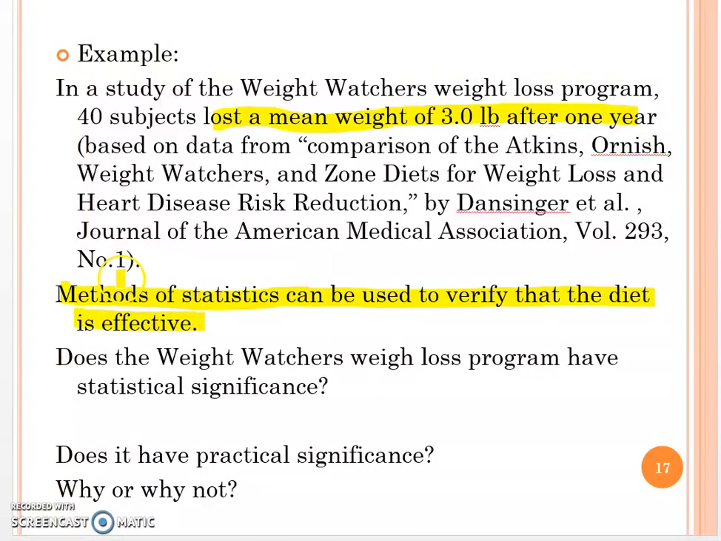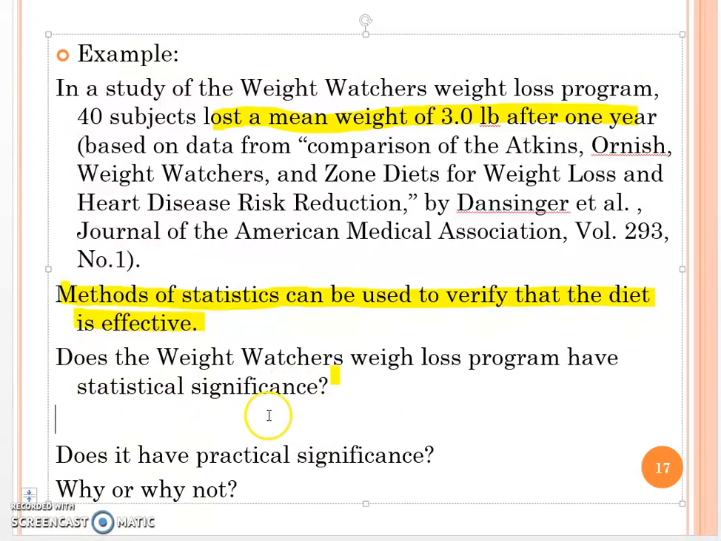So question 1, does the Weight Watchers weight loss program have statistical significance? Well, since the methods of statistics have been used, which means they've used statistical analysis to verify it's effective. So yes, it is statistically significant.